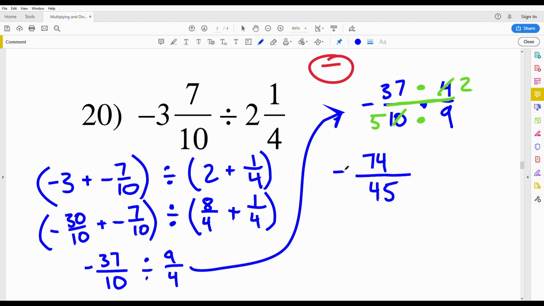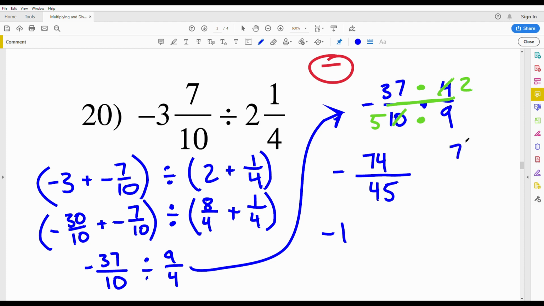So we're almost done, except remember, we started with mixed numbers, we got to end with mixed numbers, and this is definitely an improper fraction. So we can get a whole number or two out of it. Let's see. 45 goes evenly into 74 only one time. So we'll have a negative whole number 1. And I know it's only one time because if I tried to double 45, I'd get to 90, and 90 is bigger than 74. So now I just have to figure out my remainder.